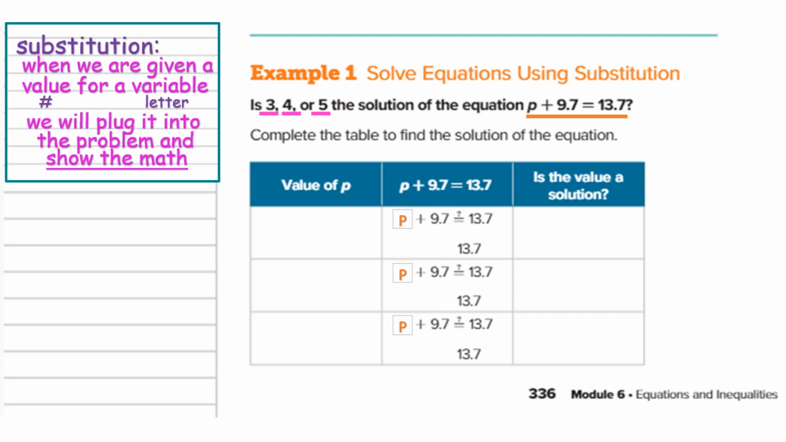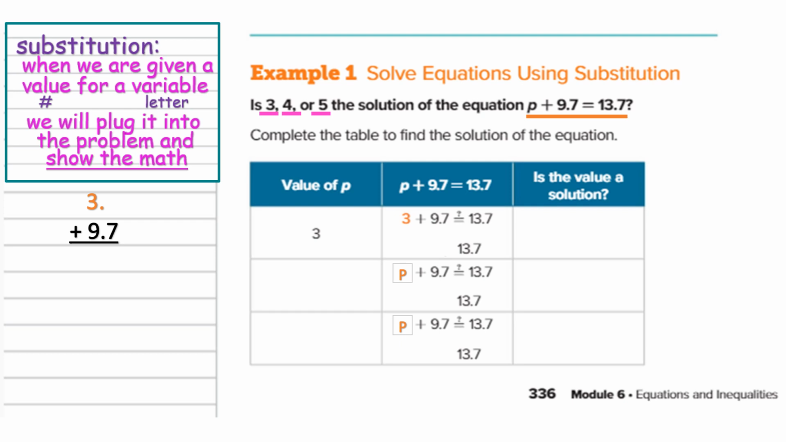As I'm doing it, plugging in, once again, just means I'm going to substitute. I'm going to take a value and put it in place of my variable. This is addition. We're going to try the 3. So instead of having the p out front for the variable, we're going to add with 3.